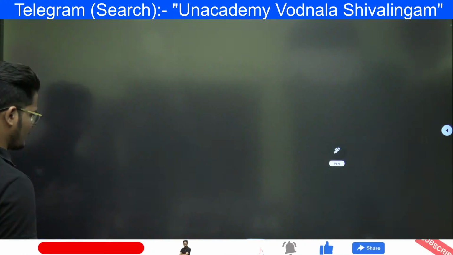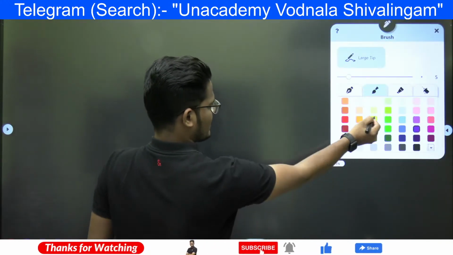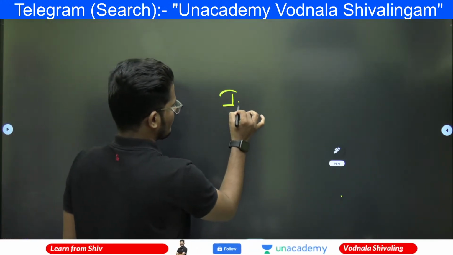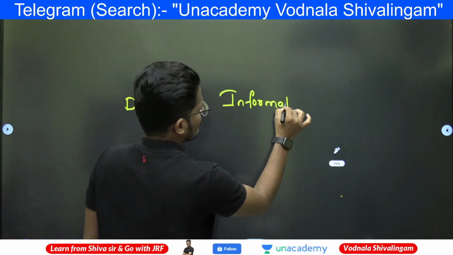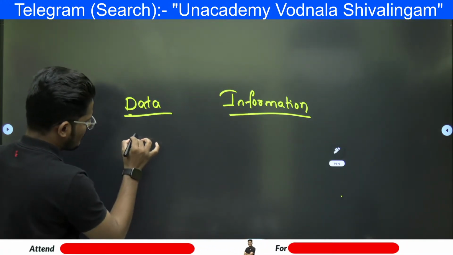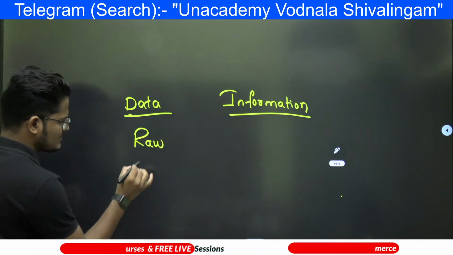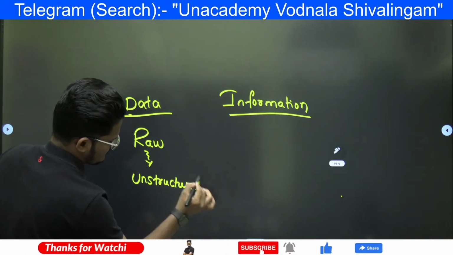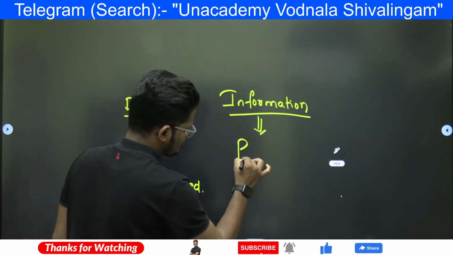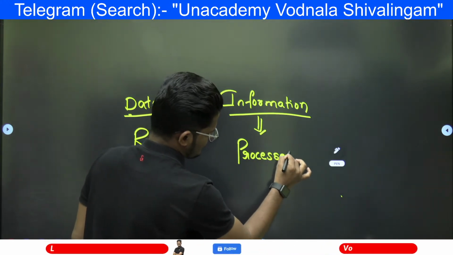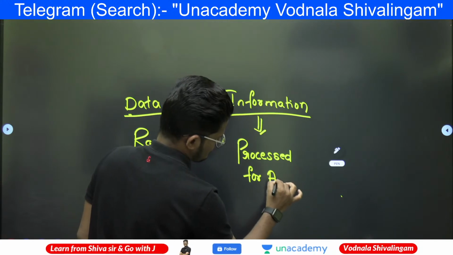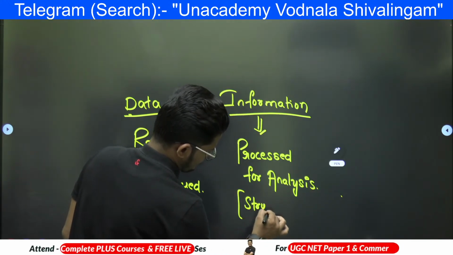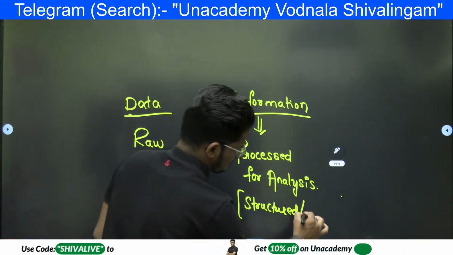But there is a difference between data and information. That is also asked in the exam. Unfortunately, we are making that wrong. Data and information: what is the difference? Data is raw, meaning unstructured. And information is processed for analysis, that is, structured or properly arranged.